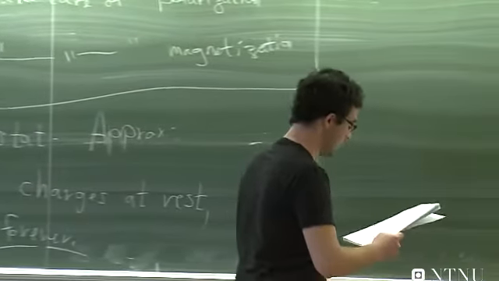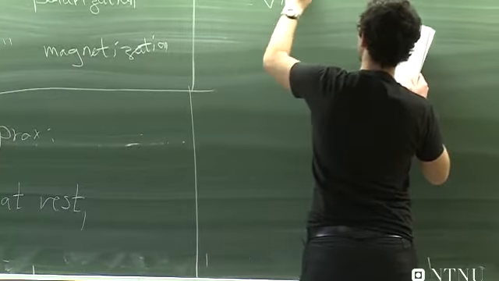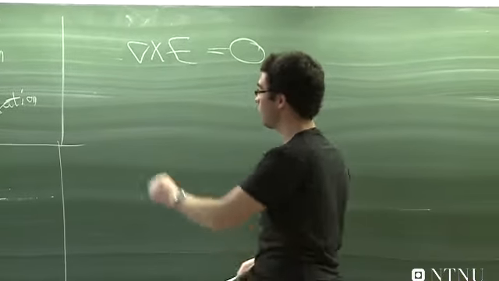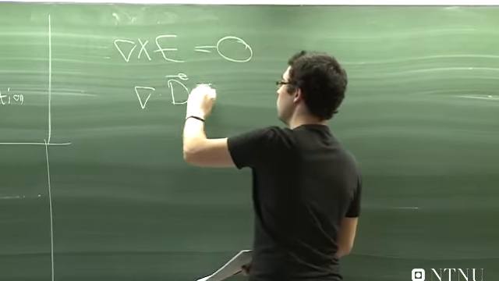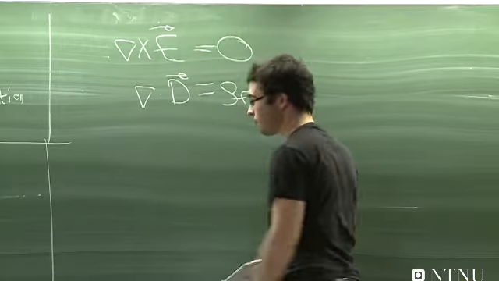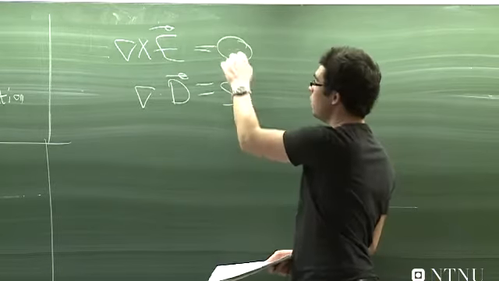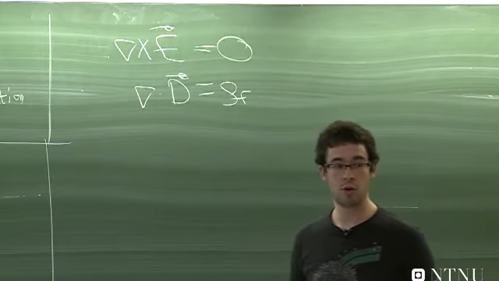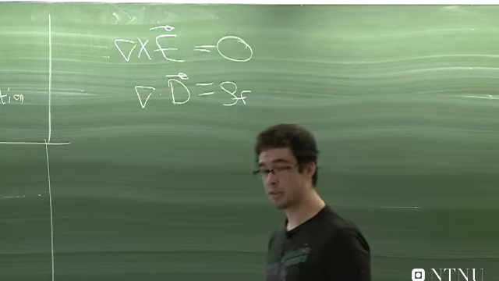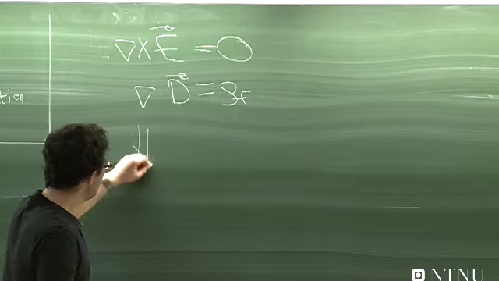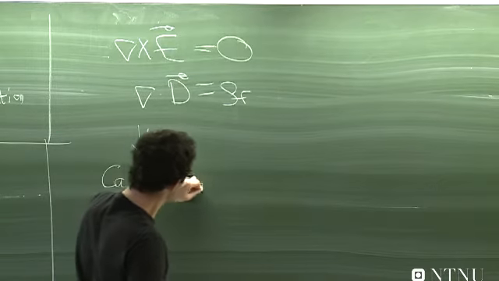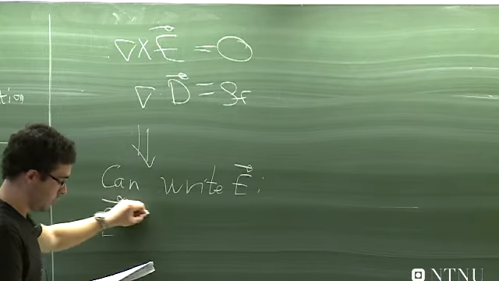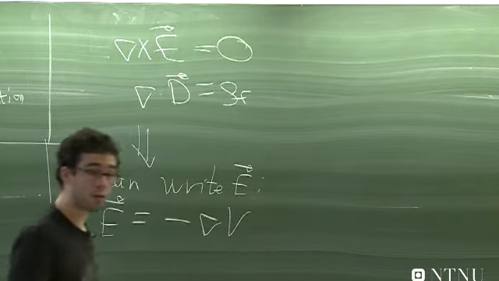And those equations are that the curl of E is equal to 0, and also that the divergence of D is equal to the free charge density. Now, this equation here means that there's no curl in the E field, and a vector field without a curl we can write as a gradient of a scalar field, meaning that we can write the E field as follows. E is equal to minus gradient of V.